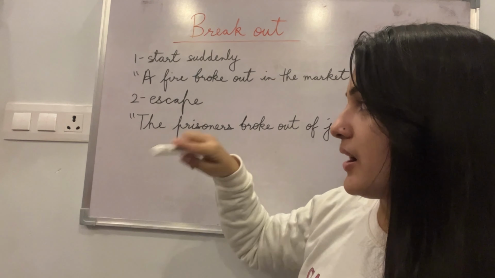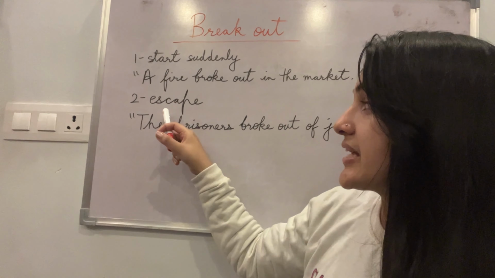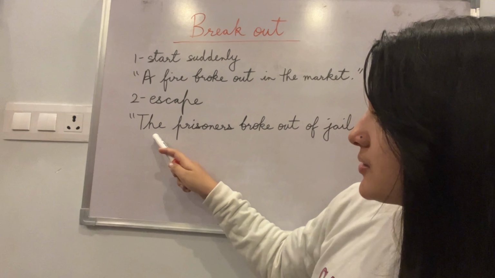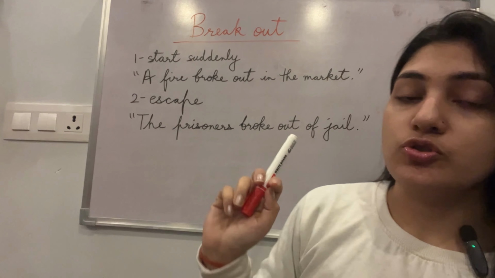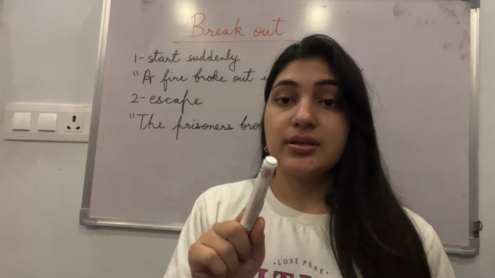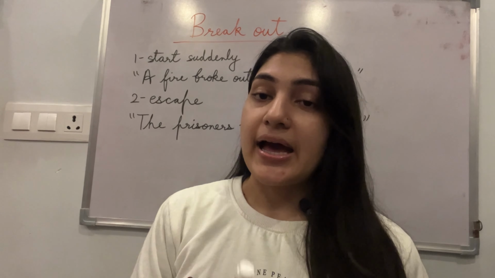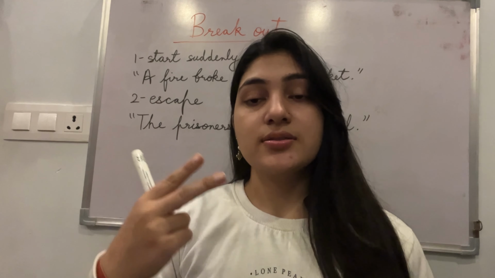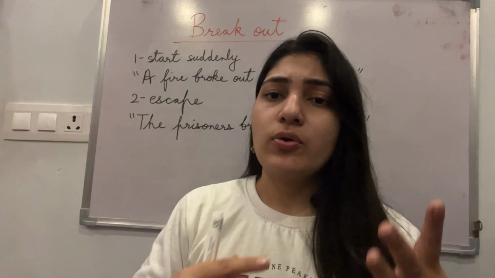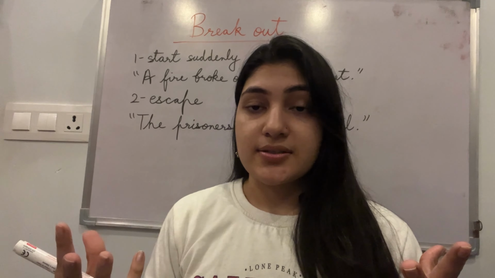This is simple past. Then the second one is escape, to get away, right? In that context, the prisoners broke out of jail. The prisoners, the convicts, escaped from jail. So in this sense, break out has only two meanings. One is to escape and the other one is when a fire, disease, riot or anything unpleasant starts.